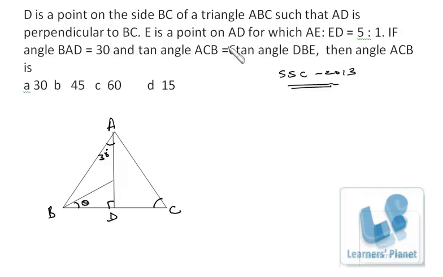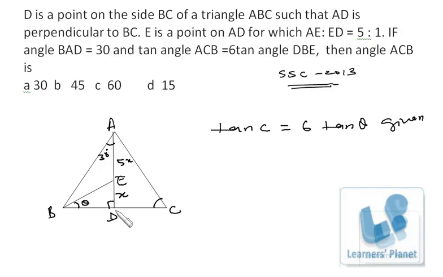And what is given? E is a point on AD for which AE is to ED is 5:1. So I suppose this to be 5x and this to be x, right? Now tan angle ACB. Here I take ACB as C. So tan C is equal to 6 tan theta, right? That is given, right? DBE, that is theta. So that's given. Now the problem becomes very simple.